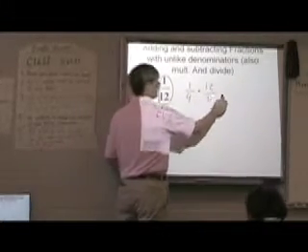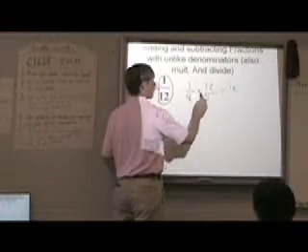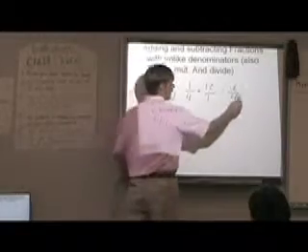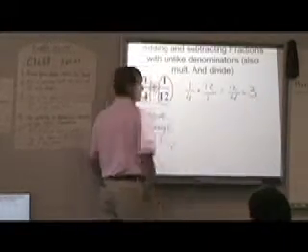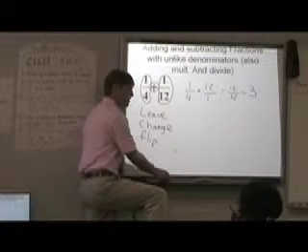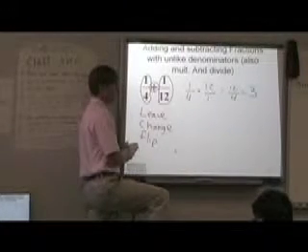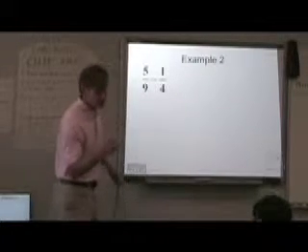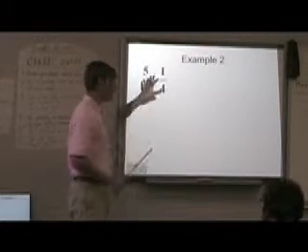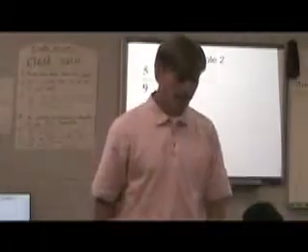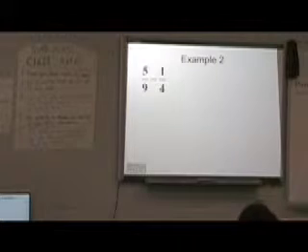1 times 12 equals 12. 4 times 1 equals 4. 12 divided by 4 equals 3. Yes? We could do it easier. Well, that's how we're going to do it here. Okay? So now I want you to add, subtract, multiply, and divide these fractions. Go.